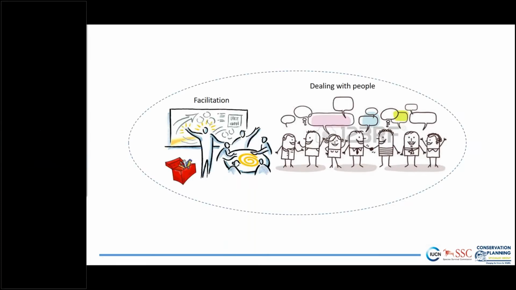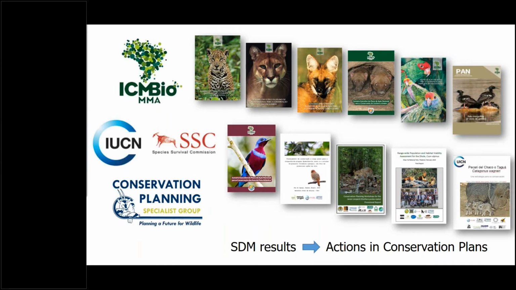Just to finish, I'd like to point out that all these successful results guiding conservation decisions were reached not only by the model results, but by the way the models were used by stakeholders. So it is more than modeling. It's about dealing with people, making use of facilitation skills to promote knowledge exchange and SDM development in an integrative way. And also, it's about guiding the stakeholders in the proper use of the SDM. Working together with all these stakeholders in the conservation planning workshops, we were able to include the SDM results in each conservation plan. So all these species have actions based on the model results.